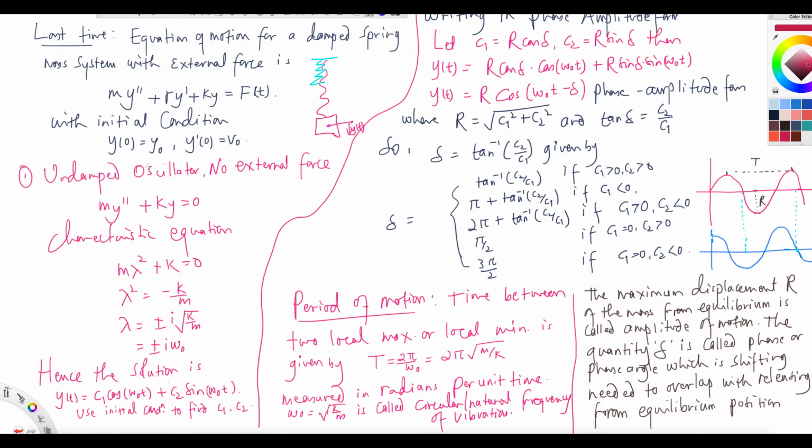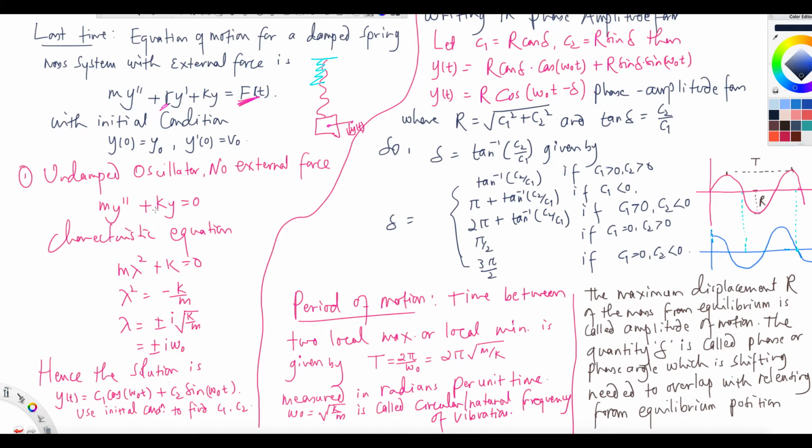I am going to consider several cases in this video and the next video. The first one is the undamped oscillator with no external force. Undamped means there is no damping, so this gamma will be 0. And no external force means this will be 0 as well. So how would the equation look? The equation will look like my double prime plus ky equals 0, right?